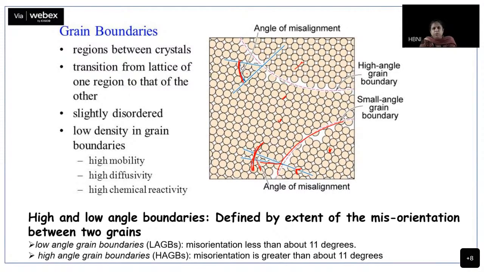So basically what are these? They define the extent of misorientation between two grains, how differently the two grains are oriented with respect to each other. All right. So a grain boundary is a region between the crystals. It actually shows the transition from one region to the other. That is the reason it is slightly disordered.